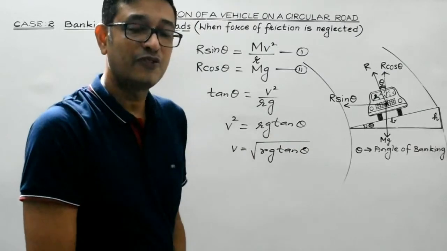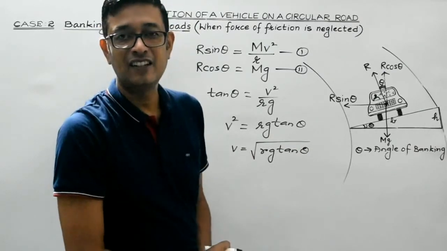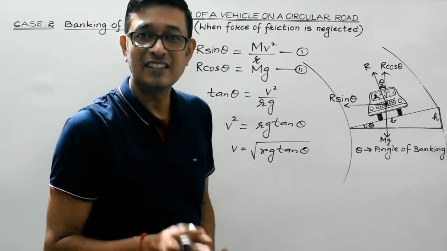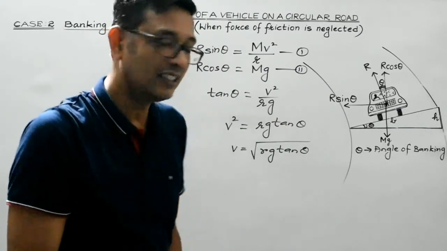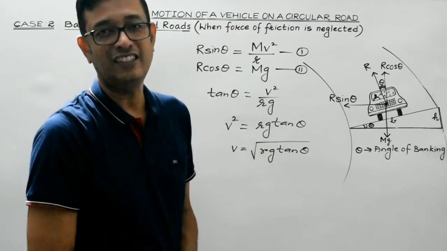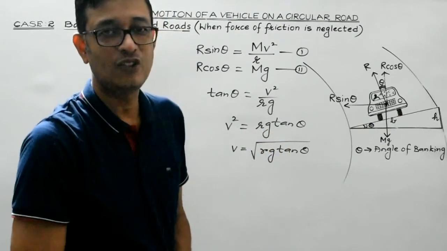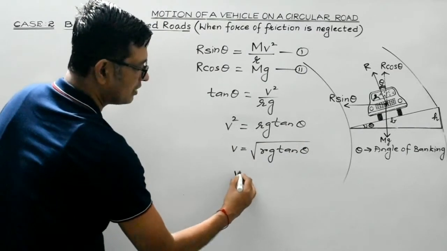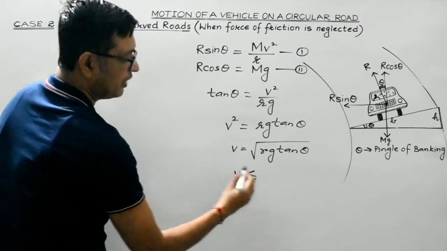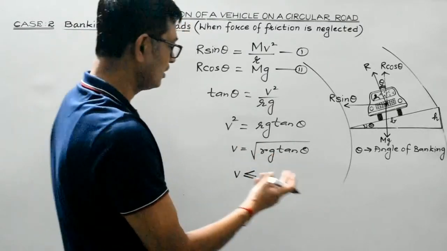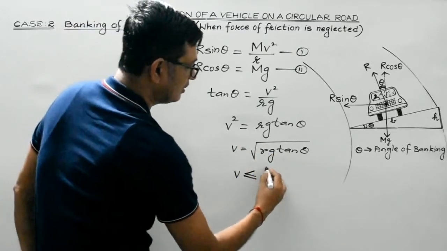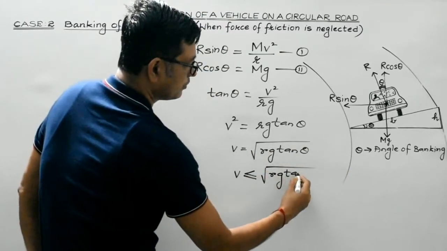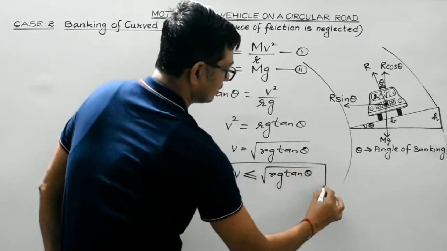So in case friction is neglected, then the maximum speed with which the vehicle can take a circular turn on a banked road is the square root of rg tan theta, without skidding or slipping or without overturning, right? So mathematically it is more appropriate to write like this. The safe value of the velocity which the vehicle can possess can be written like this: v is less than or equal to the square root of rg tan theta. This is the maximum value. So this is the result.